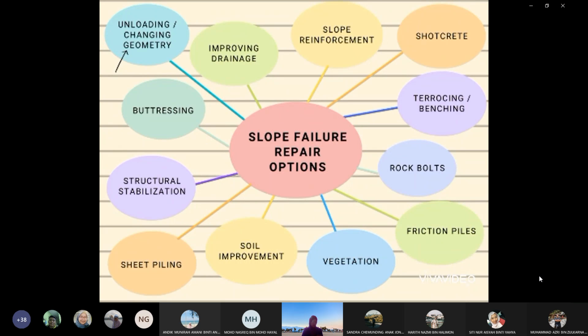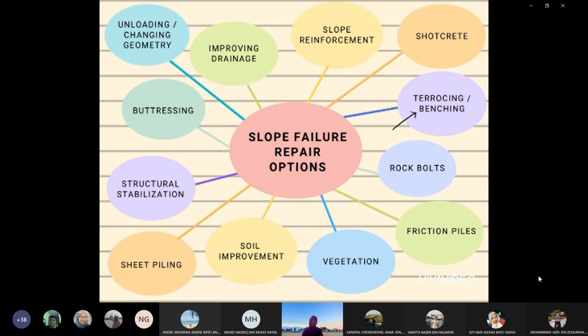Next is the slope failure repair options. First is unloading or changing geometry. We can use an excavation method. The second one is improving drainage. It is to minimize hydrostatic pressure build-up in the slope. It has two types of improving drainage, which are surface and subsurface. The third one is slope reinforcement. It has two types, which are geotextile and geogrid. The next one is shotcrete. We use mortar or concrete that is pneumatically injected at high velocities over a grid of rebars.